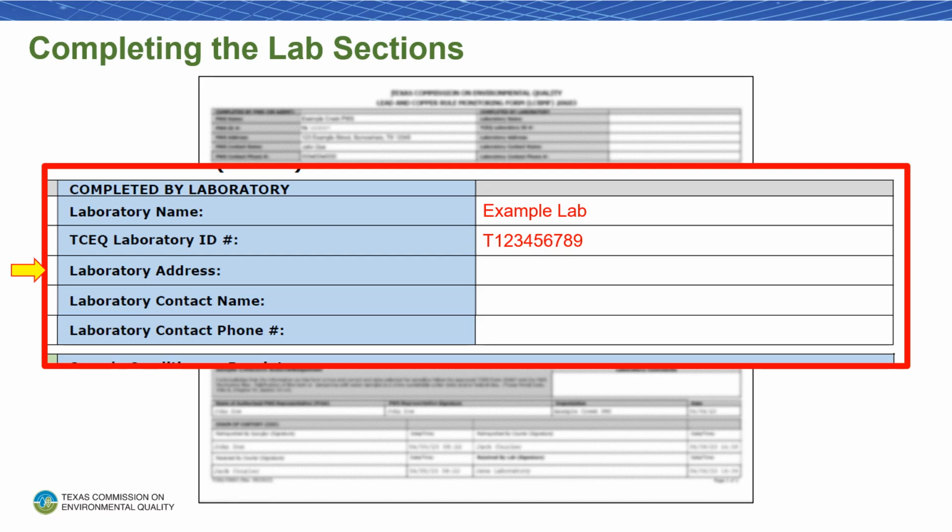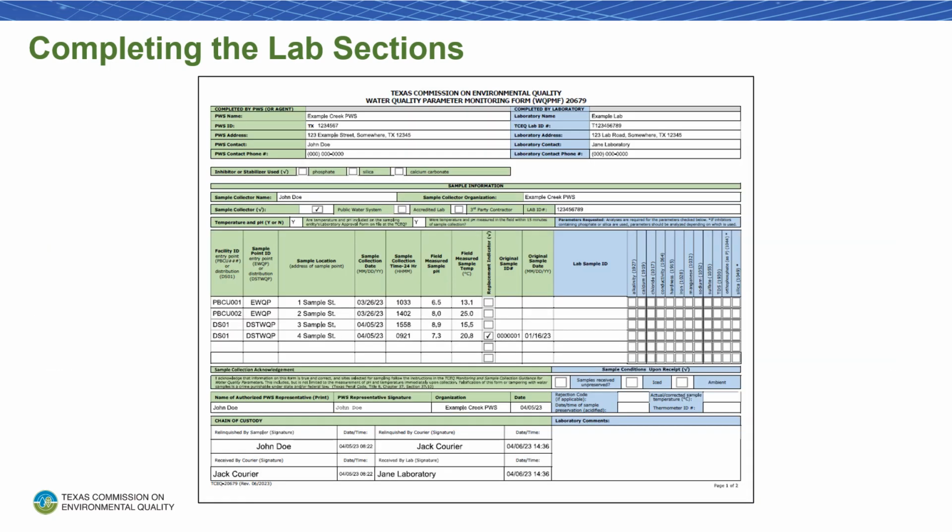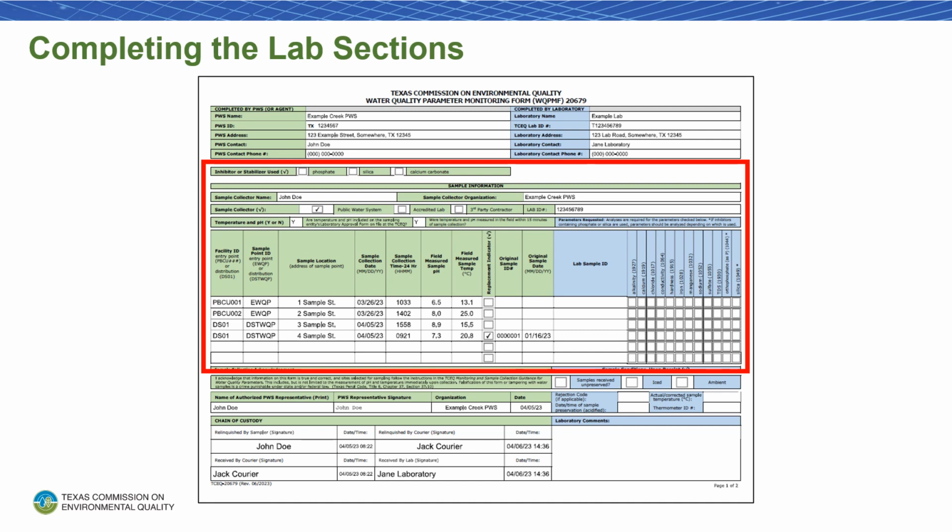Next, fill in your lab's address. Then, fill in the name of someone who will serve as your lab contact. Finally, fill in the phone number for the lab contact. In the next section, we'll assign lab sample IDs and record if additional testing is required for these samples.